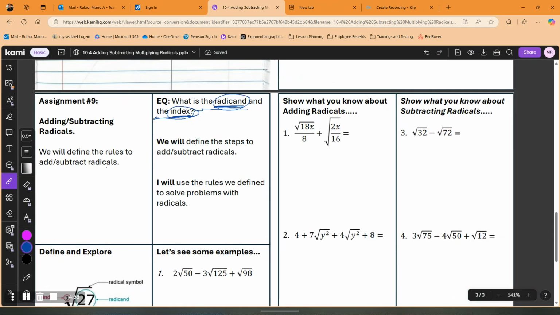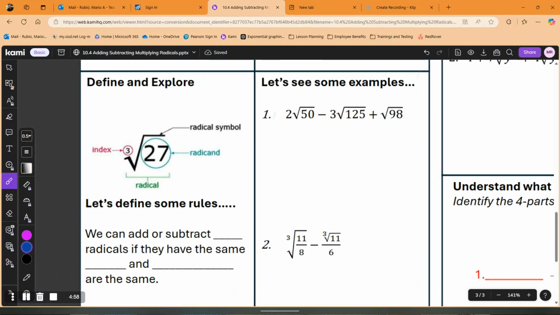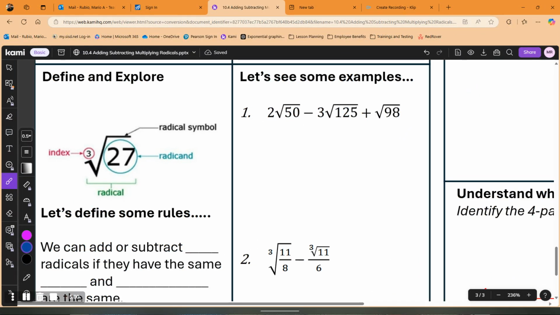Let's go ahead and define some definitions here. I want you guys to write this down. You're going to have to copy this down in your notebook. So draw the big radical symbol. Okay, this is called the radical symbol. So you should write in your notebook. You should label these radical symbol, just like I have here.